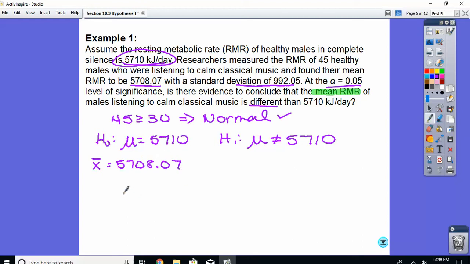5,708.07. Okay. What is my S, my sample standard deviation? 992.05.